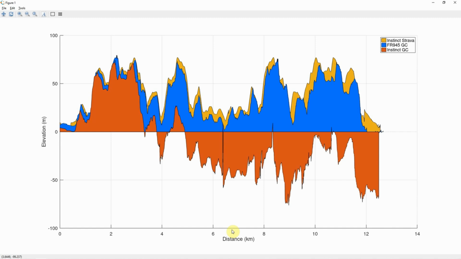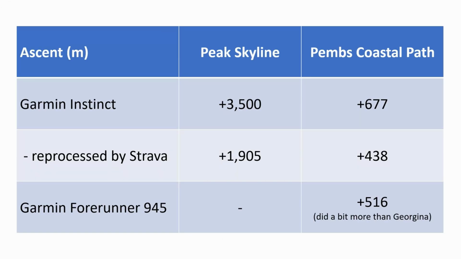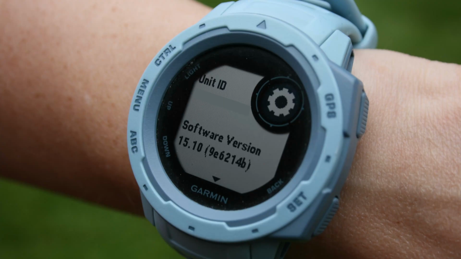Luckily for Georgina, she also uses Strava, and its elevation correction, shown here in yellow, does an excellent job of cleaning this up and saving the day. You can see here the comparisons of the Strava corrected data for both the Peak Skyline race and the Pembrokeshire Coastal Path run. We don't know why this is happening, but there have been several recent software updates which may be responsible. If anyone has any further information, please post in the comments.